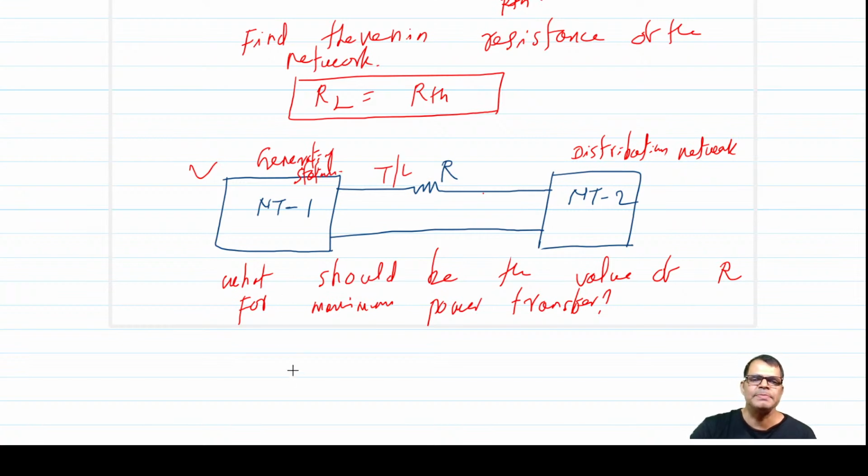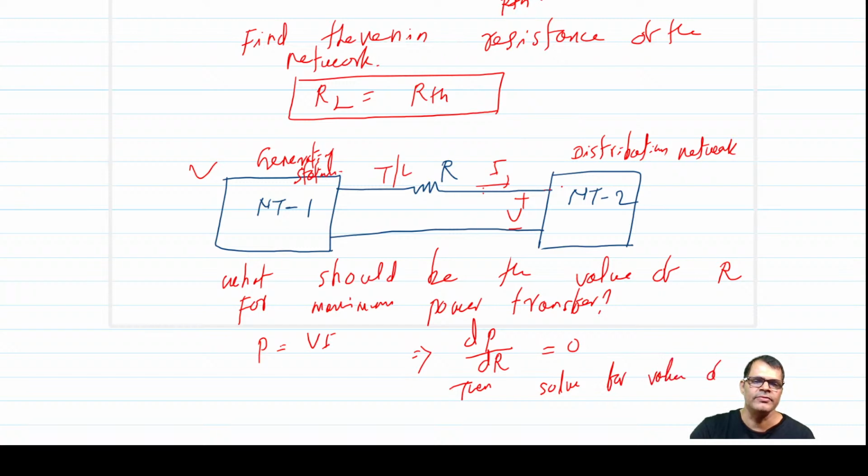So in this case, simply find the power delivered to network 2. For that, you need to find the V, you need to find the I, right? So you will find P equal to VI, then differentiate with respect to R, set dP upon dR equal to 0, then solve for the value of R.